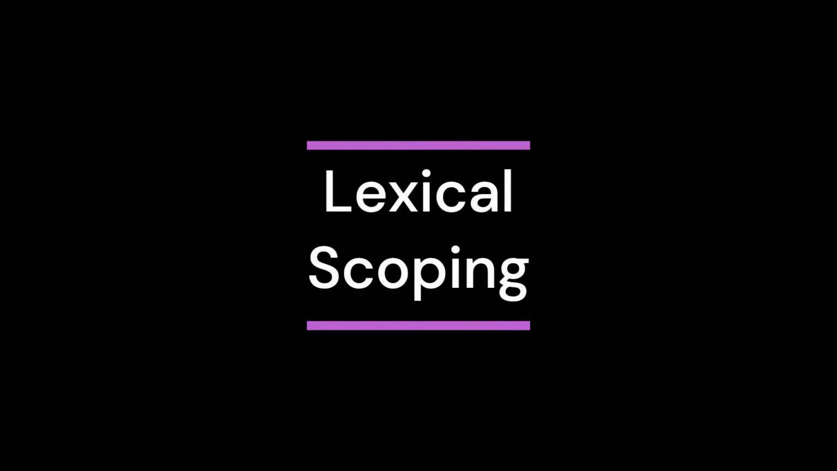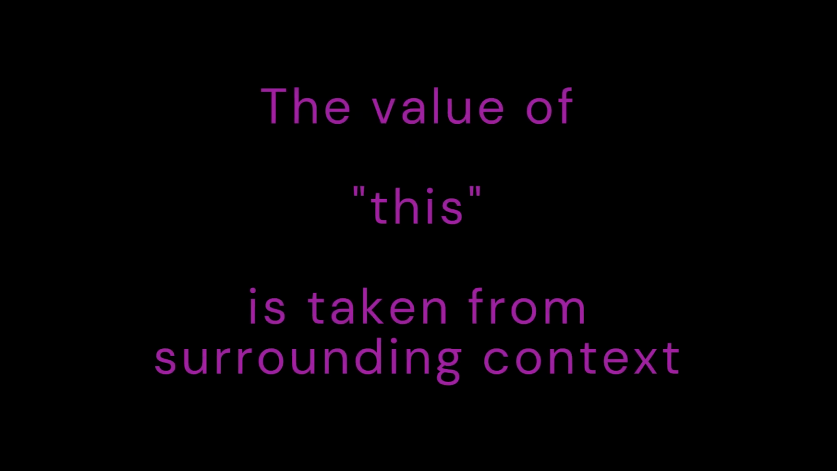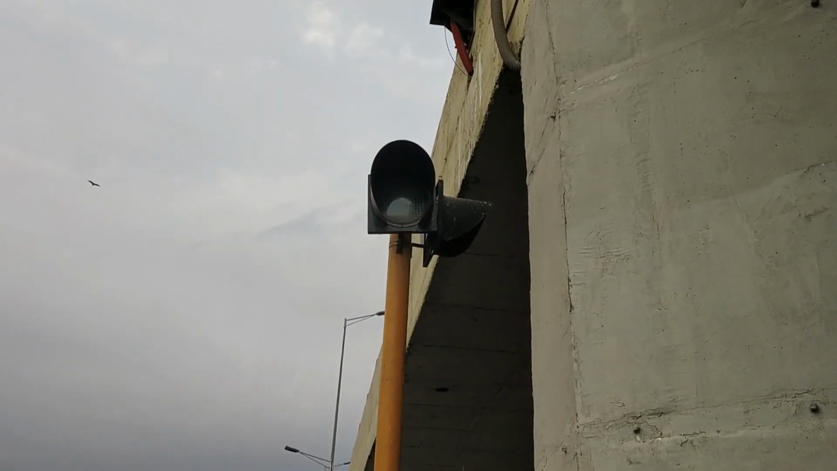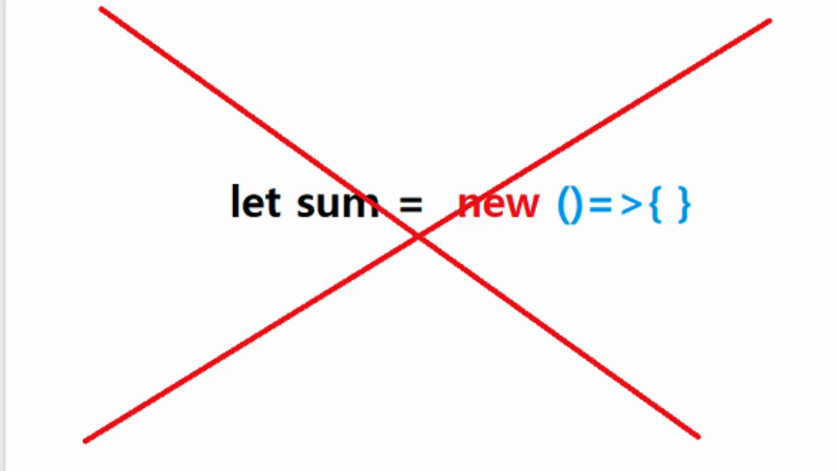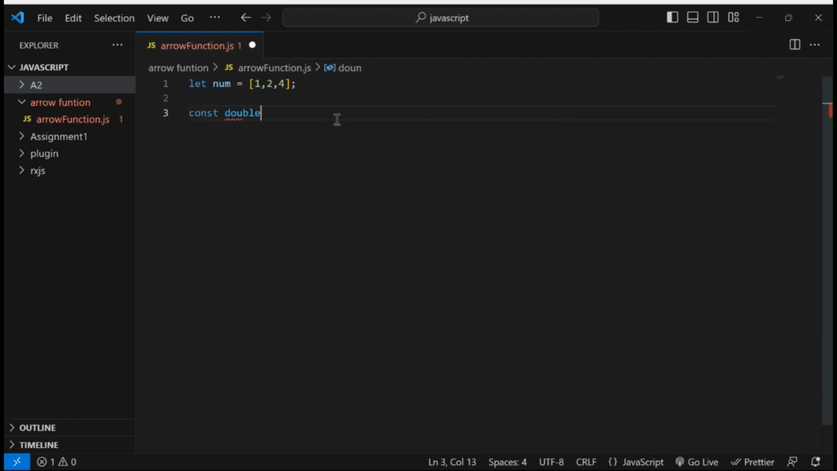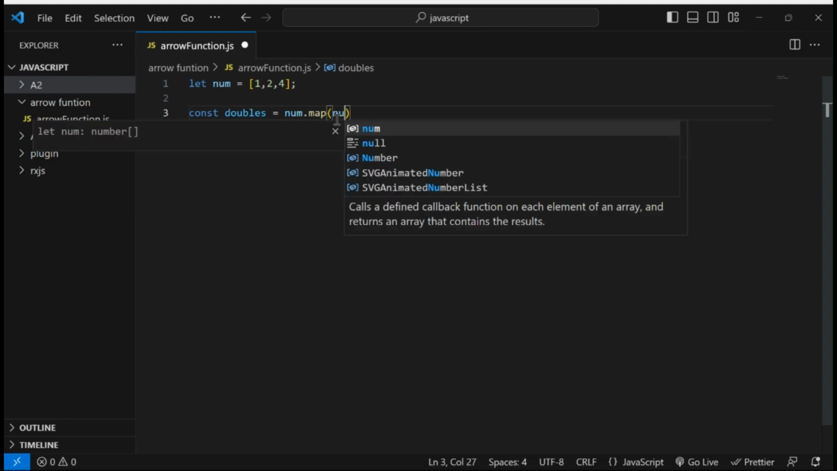Another great feature of arrow functions is that they have lexical scoping. This means that the value of this inside an arrow function is taken from the surrounding context. No more headaches with binding this. But be cautious, arrow functions cannot be used as constructors, so avoid using them when you need to create objects with the new keyword. Arrow functions also excel in their ability to create concise and elegant code when used with array methods like map, filter, and reduce.